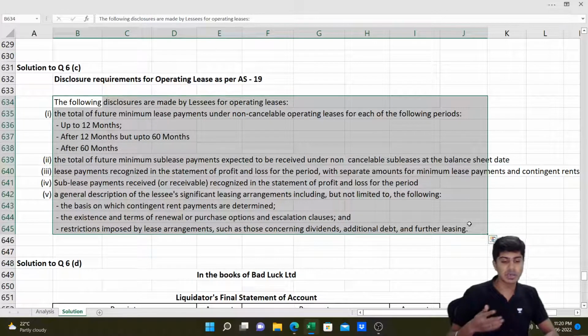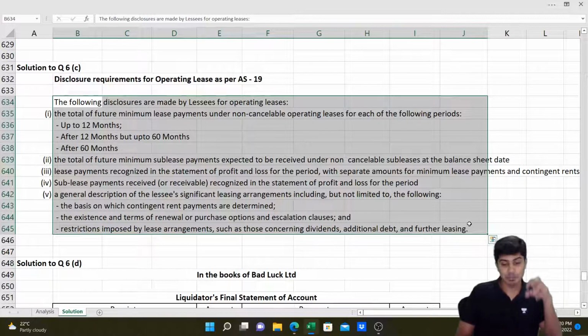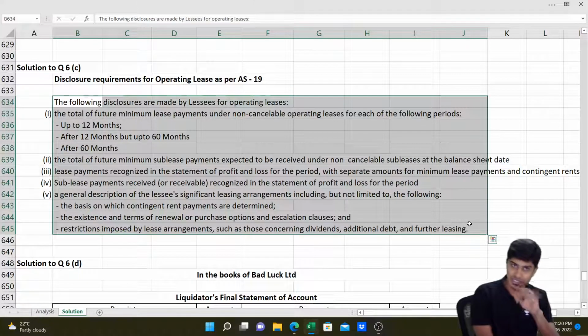And then future minimum sublease payments expected to be received under non-cancelable subleases on the balance sheet date. That has to be disclosed. Lease payment recognized in the profit and loss account for the period, with separate amounts for minimum lease payments and contingencies, has to be disclosed.